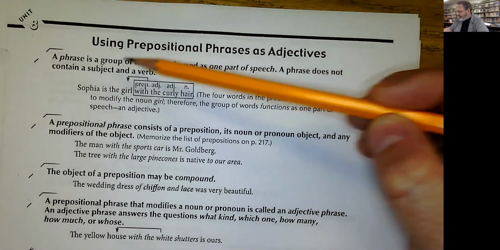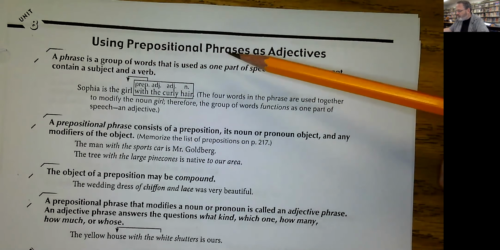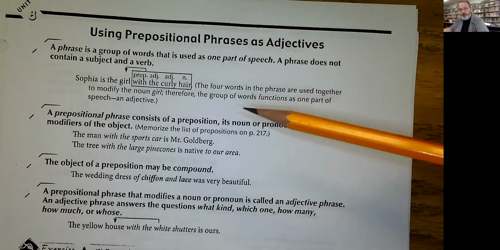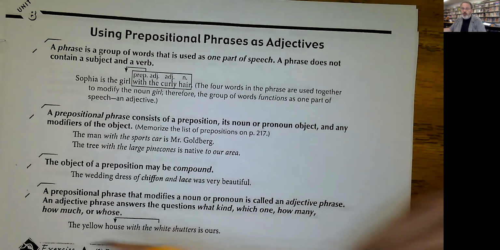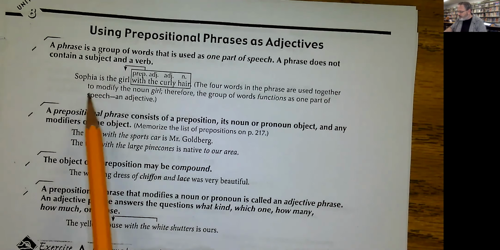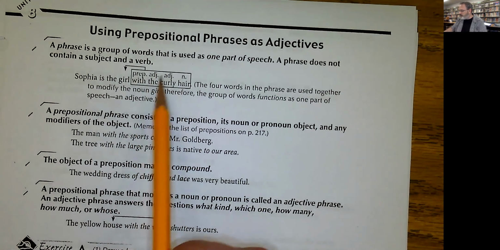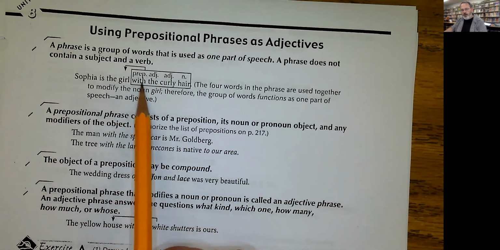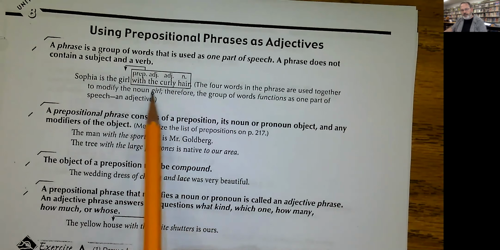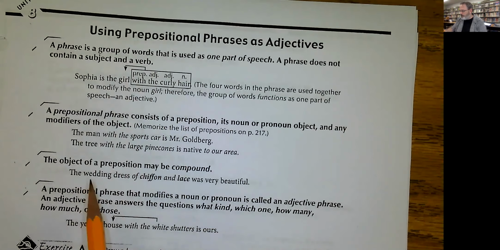It says a phrase is a group of words that is used as one part of speech. A phrase does not contain a subject and a verb. Okay, we know that from our discussions about clauses having to contain subjects and a verb. So these are any group of words that are used as a unit. Sophia is the girl with the curly hair. With the curly hair is describing girl. So all of that together is a phrase, a prepositional phrase, that's used as an adjective to describe girl.